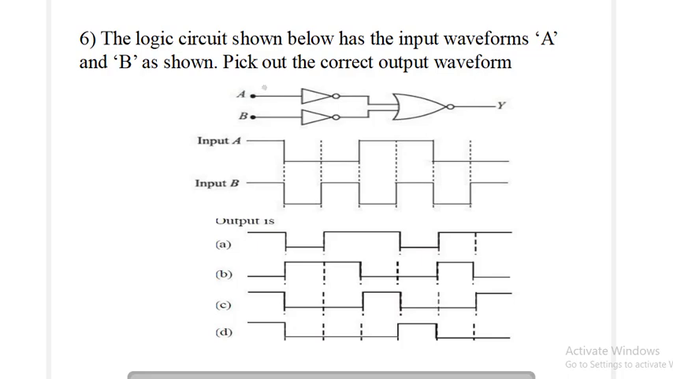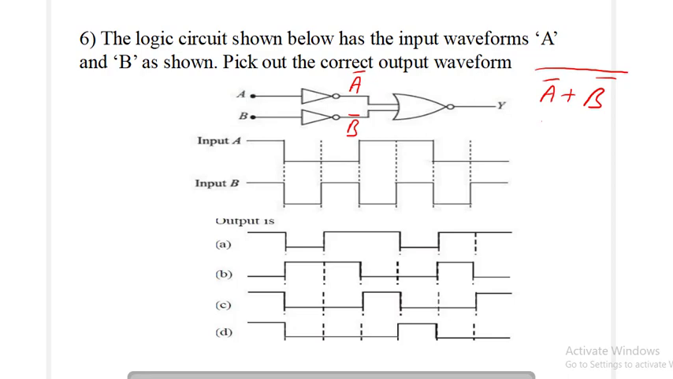This input is A, so here we get A bar, and here we have B bar. This A bar and B bar are the inputs connected to the NOR gate. So what we have is A bar plus B bar the whole bar. This is the output of this NOR gate. If the inputs were A and B, we would have A plus B the whole bar, but because the inputs are A bar and B bar, this is the output.